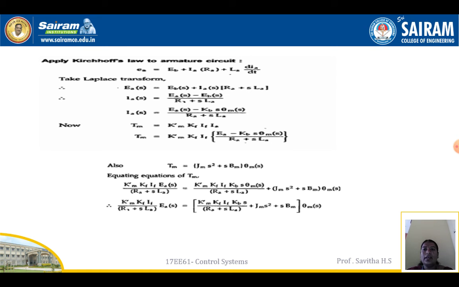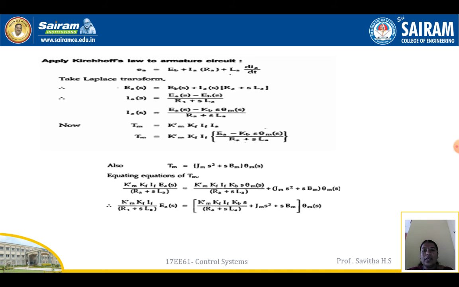Applying the Kirchhoff law, Ea is equal to Eb plus Ia into Ra plus La dIa by dt. Therefore, taking the Laplace transform, Ia of s is equal to Ea of s minus Kb s into theta m of s divided by Ra plus s into La. Now, Tm is equal to Km dash Kf If Ia. Also Tm is equal to Jm s square plus s into Bm theta m of s.